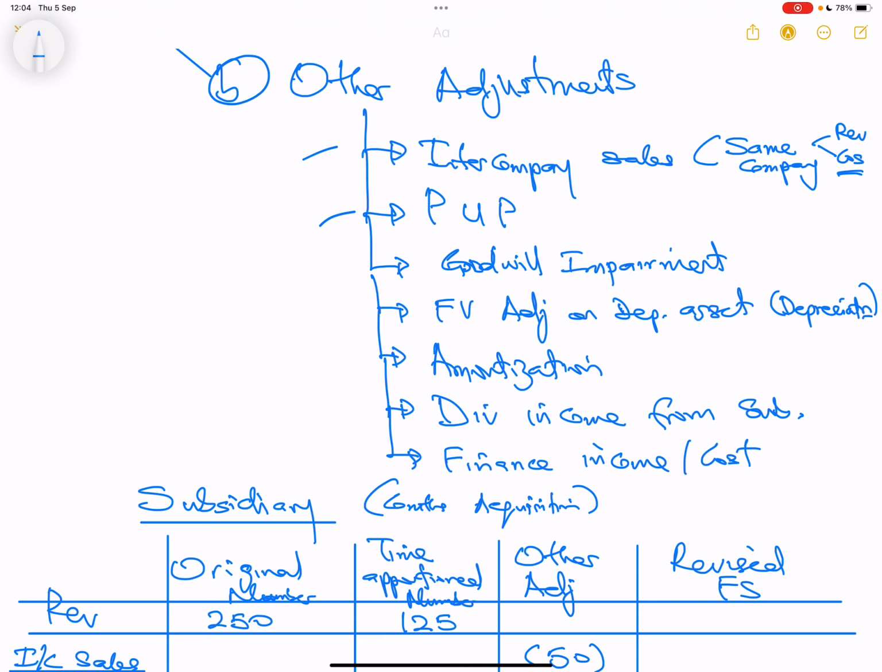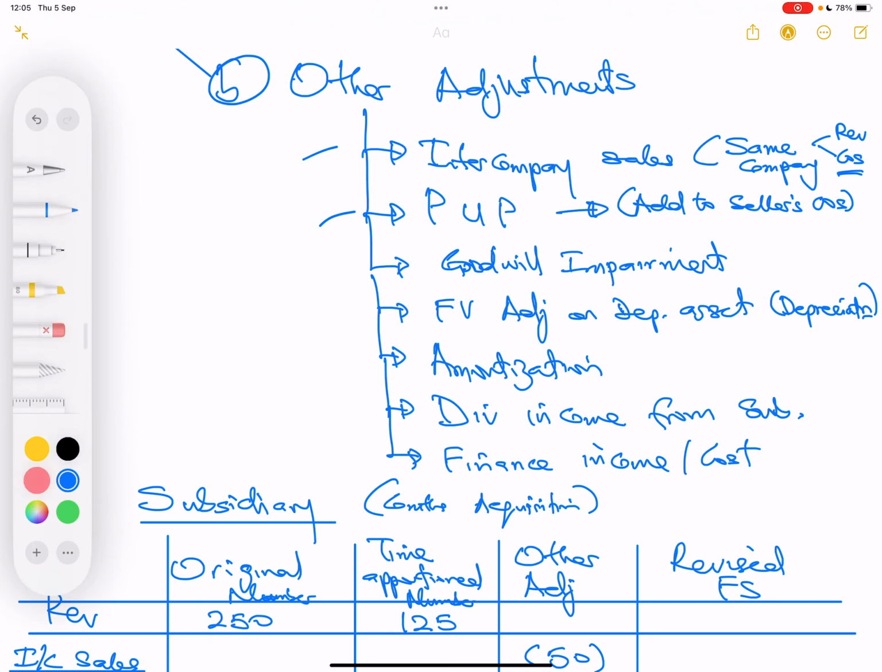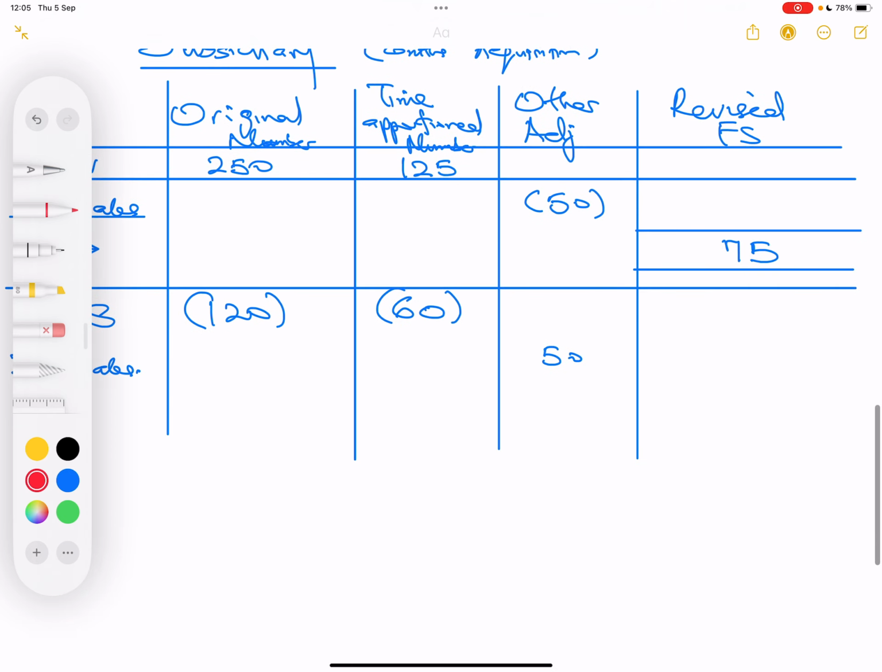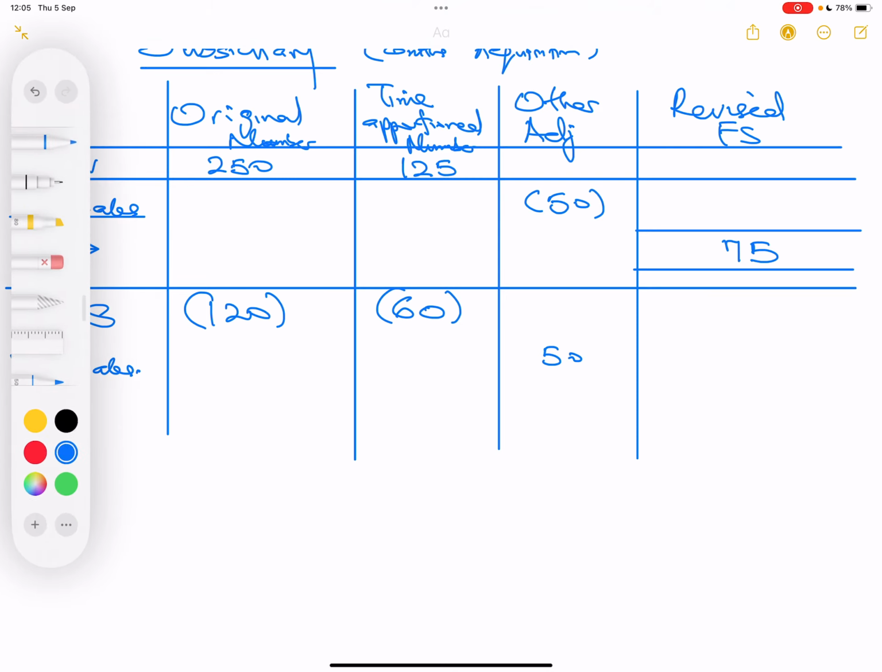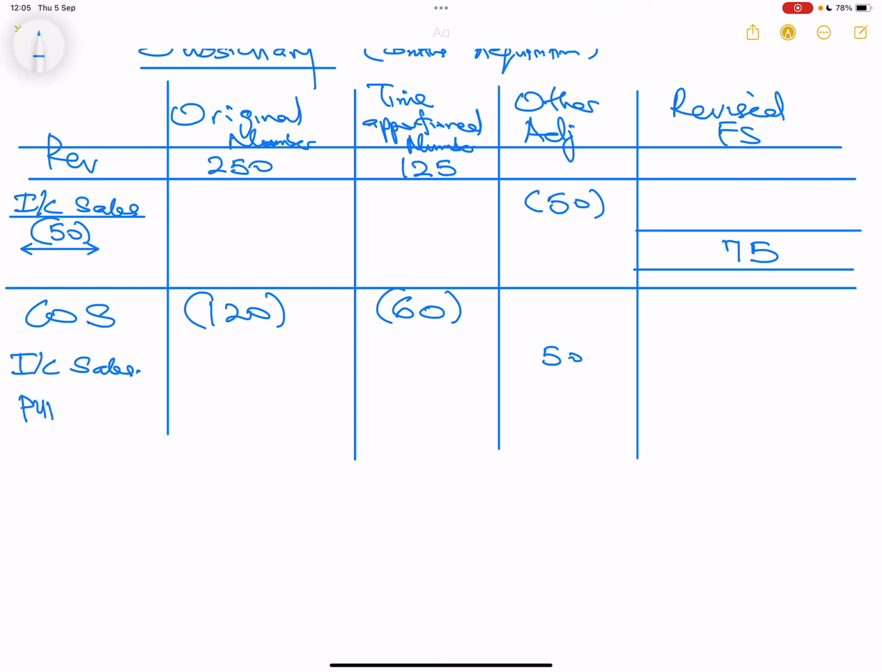Please take note. Now, for provision for unrealized profit, once you calculate your unrealized profit, the adjustment you need to do is to add it to the seller's cost of sales. Please take note. That's all you need to do. Just add it to the seller's cost of sales. That's how you treat this, and this is how you treat the other one. Right. Okay. So for this one, take for instance unrealized profit, or PUP, let's assume it is 5. We need to add it to cost of sales. Remember, we are assuming that the subsidiary is the seller here, so we need to add it.